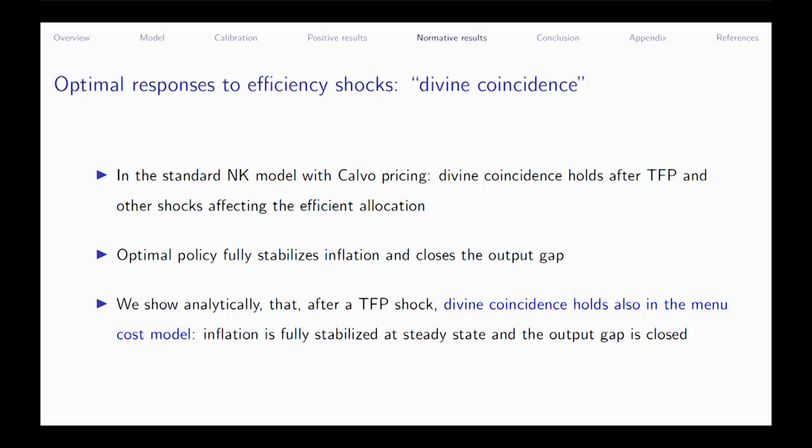It's completely stabilized inflation. We show analytically that after such a shock, divine coincidence also holds in the menu cost model. Inflation is fully stabilized at steady state and the output gap is closed. Okay, that's independent of the size of the shock, so it's an analytical result. And with that, let me conclude.